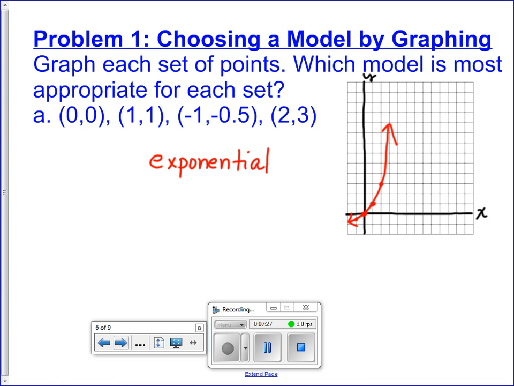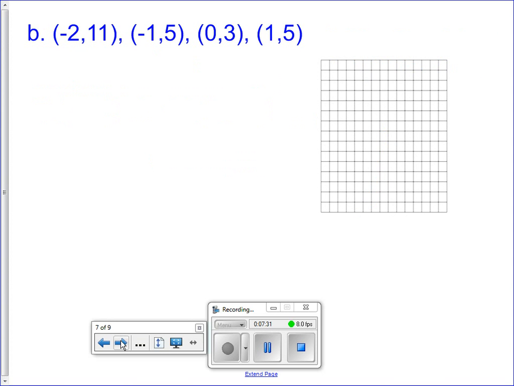All right, we're not going to write the model for this. We'll get to that in a minute. All right, B. We have the points (-2, 11), (-1, 5), (0, 3), and (1, 5). So again, I'm going to put my x-axis right down here, and I'm going to put my y-axis right here.